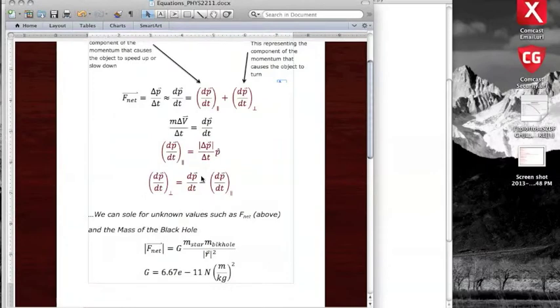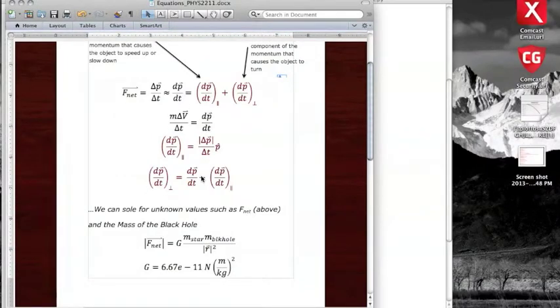To complete the experiment, I can use the given star mass here, as well as the F net we found before, to find the mass of the black hole by using Newton's law of universal gravitation and the star from the black hole distance represented here.